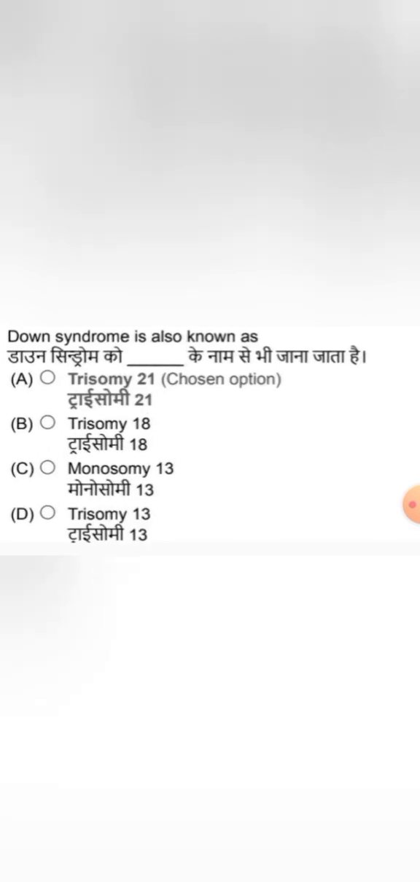And the next question, Down syndrome is also known as. Options: option A trisomy 21, option B trisomy 18, option C monosomy 13, option D trisomy 13. Down syndrome is also known as trisomy 21. Trisomy 21 is known as Down syndrome, and trisomy 18 is known as Edward syndrome, and trisomy 13 is known as Patau syndrome. Here Down syndrome is trisomy 21.